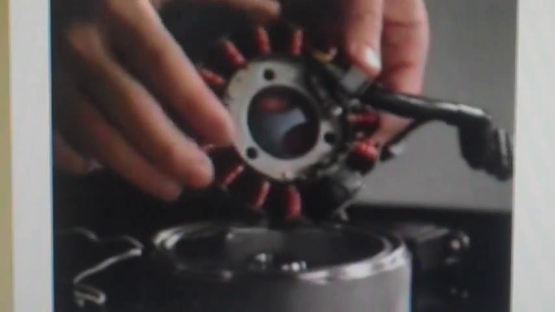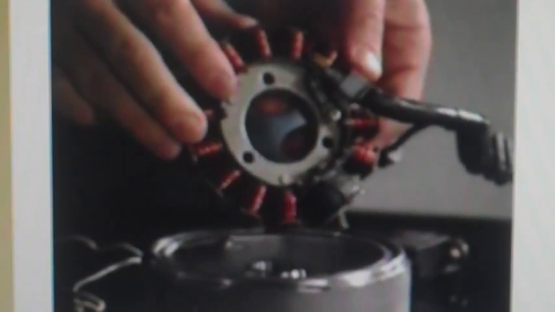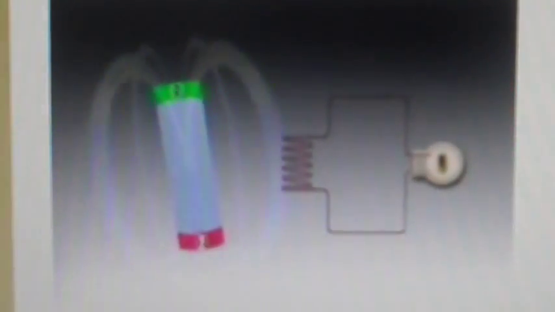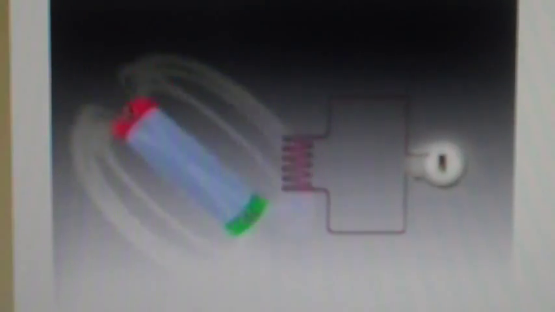Well, inside an alternator is a coil of wire called the stator. This stator coil is surrounded by a rotor which has magnets in it. The rotor turns with the engine's crankshaft. As the rotor turns, its magnetic field moves across the stationary coils of wire, thereby creating voltage. The faster the engine turns, the more voltage is created.